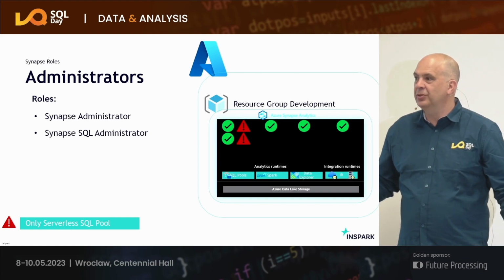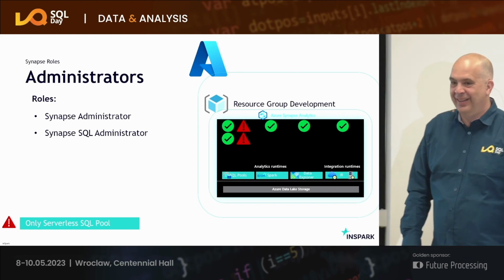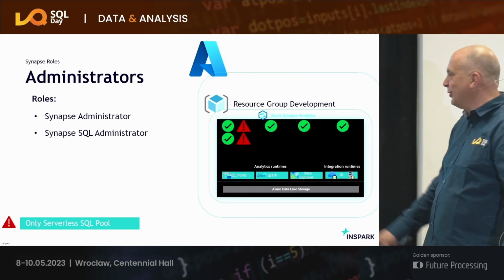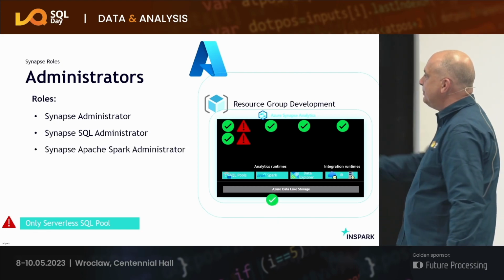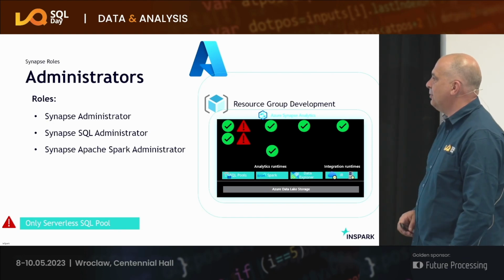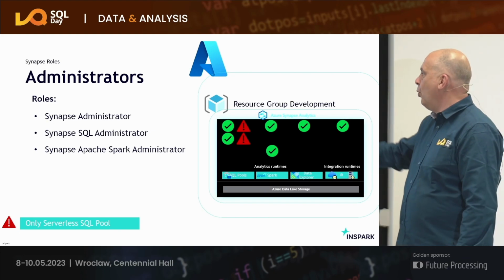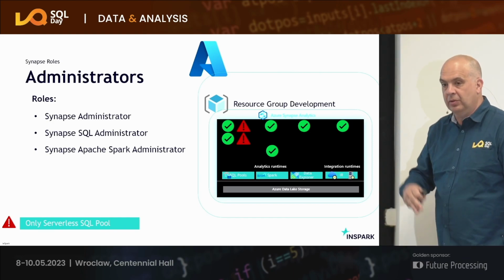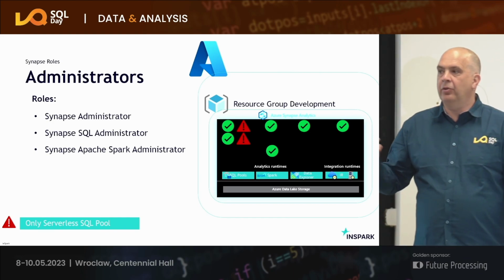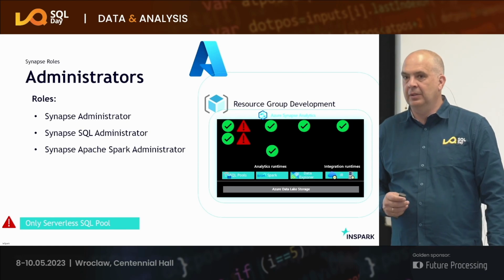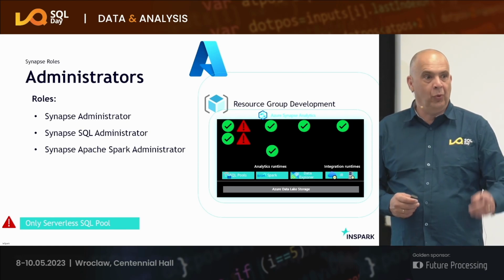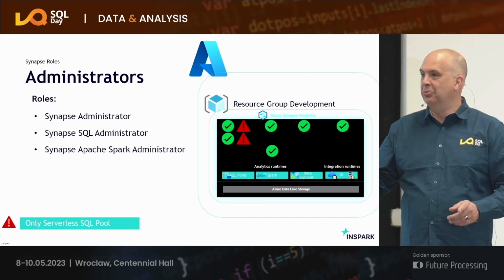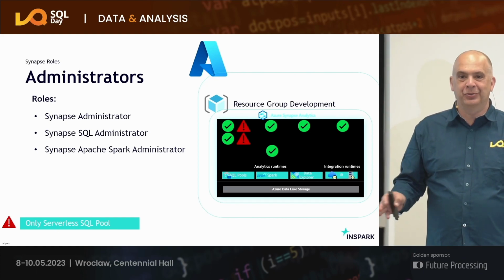So how many people are using this serverless SQL pool? You should start using it. It's really handy. You don't pay any compute costs. It's cheap. And then we have the Synapse Apache Spark administrator, which can only run the Spark pool. So scaling up. So how many people are using Spark in Synapse? Only one? Two? Who's using notebooks in Databricks?